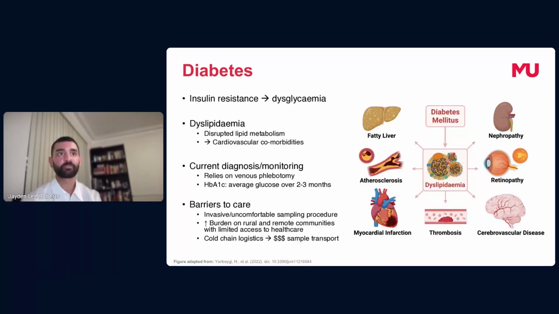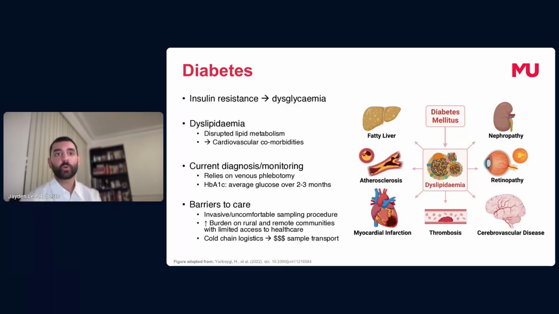neuropathy and retinopathy. Current diagnostic monitoring strategies rely heavily on glycated hemoglobin, or HbA1c, which provides a marker of glycemic control over the prior 2 to 3 months. And while HbA1c is effective for assessing dysglycemia, it offers limited insight into lipid metabolism, restricting the scope of information available to guide metabolic management. Moreover, these assessments typically rely on venous phlebotomy, which is an invasive procedure, as we know, and this can cause discomfort and deter routine monitoring.